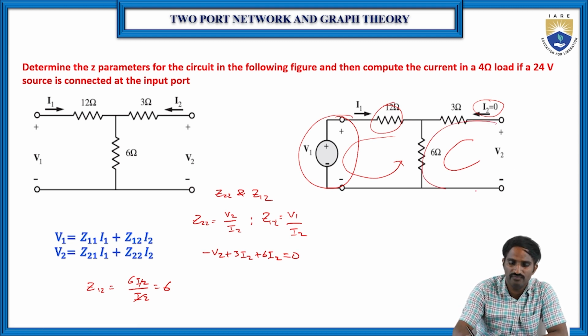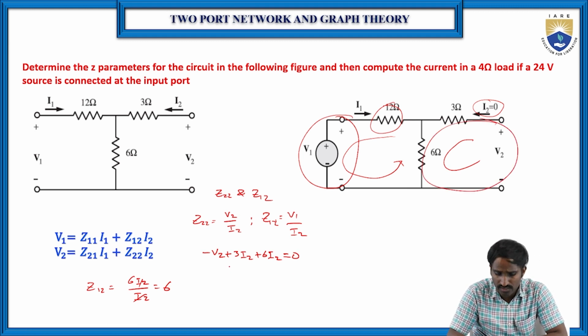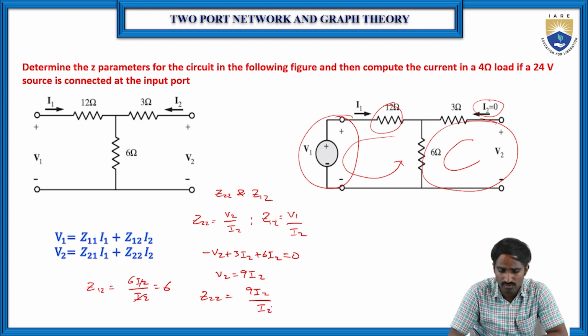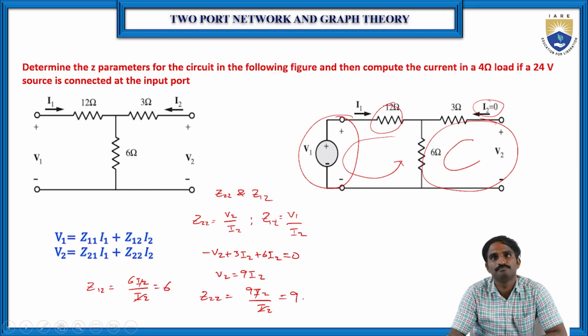Because here, if this is a loop, then here 3 plus 6 is 9. So V2 is equal to 9I2. Then again here you can find Z22, which is equal to V2, that is 9I2, by I2. So then you will get 9.